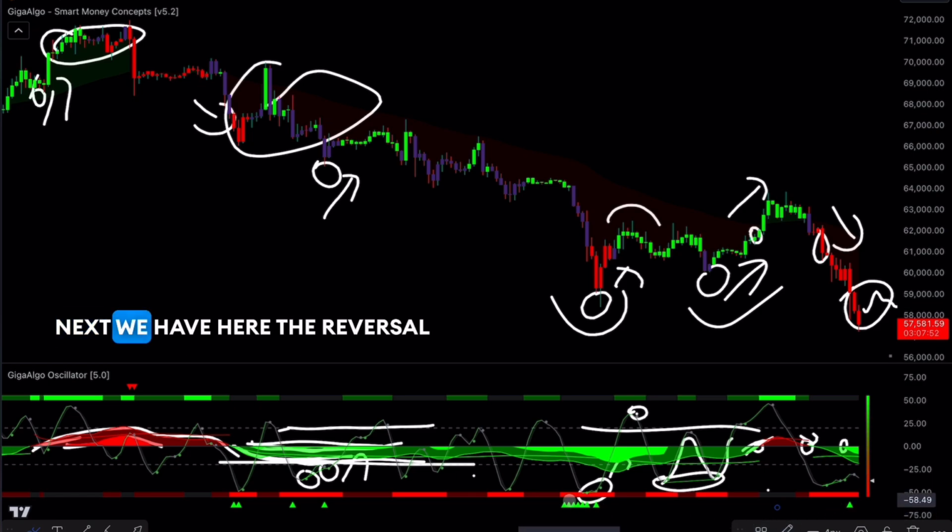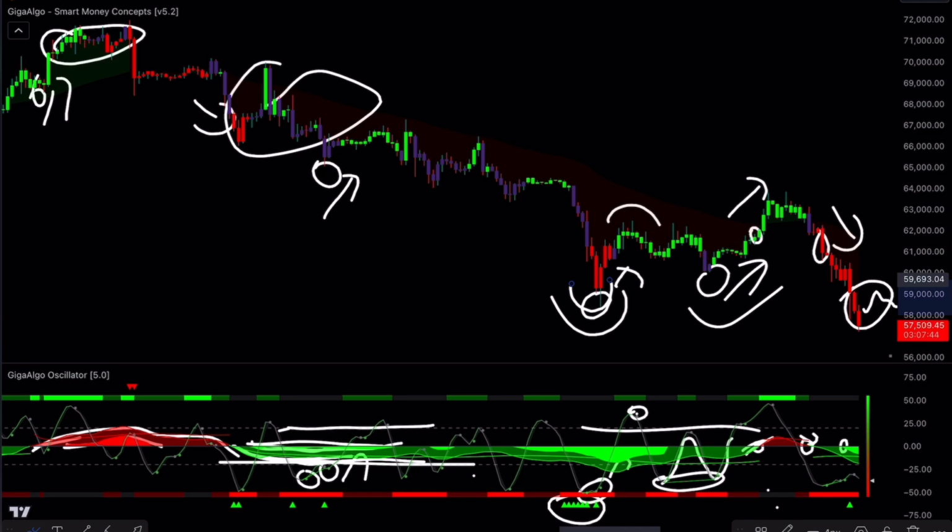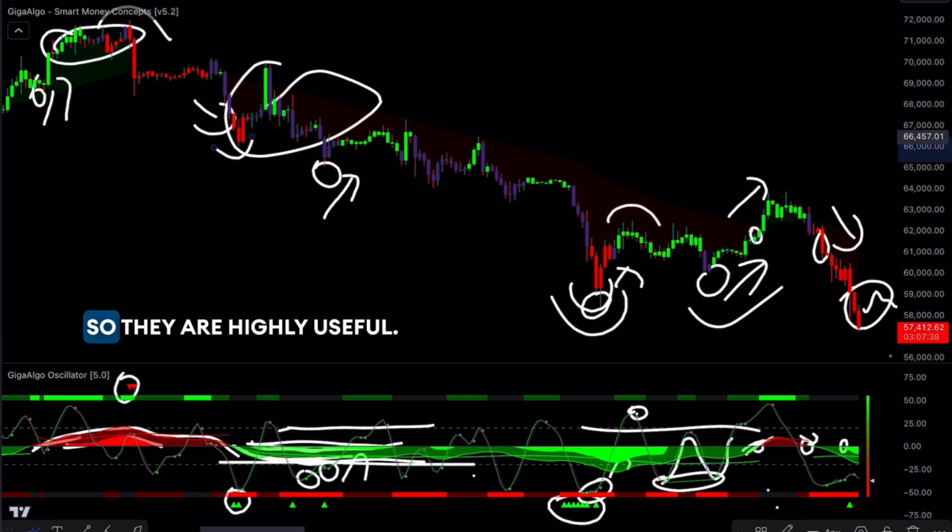Next, we have here the reversal zones, the reversal marker. We saw reversal. Same here. We saw reversal. Same here. We saw reversal. So they are highly useful.